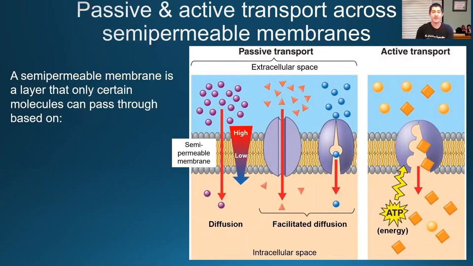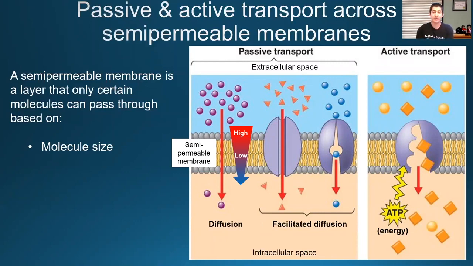And we have a concentration gradient where we have a higher concentration of molecules on the outside of the cell in the blue area than we do inside the cell in the tan area. And we're going to focus mostly on diffusion here. I just wanted to show you that there are different types of diffusion and the difference between passive and active transport. So whether or not molecules can diffuse across a semi-permeable membrane depends on molecule size.